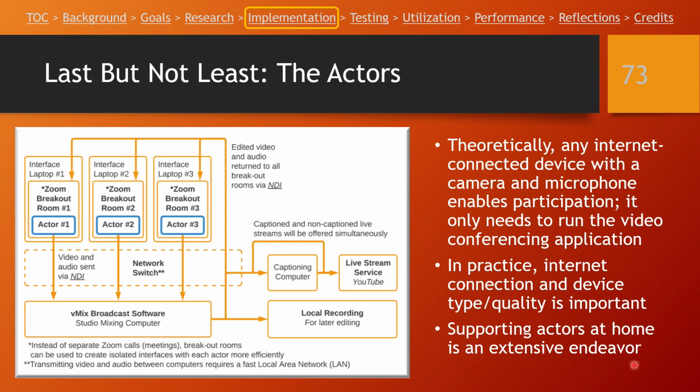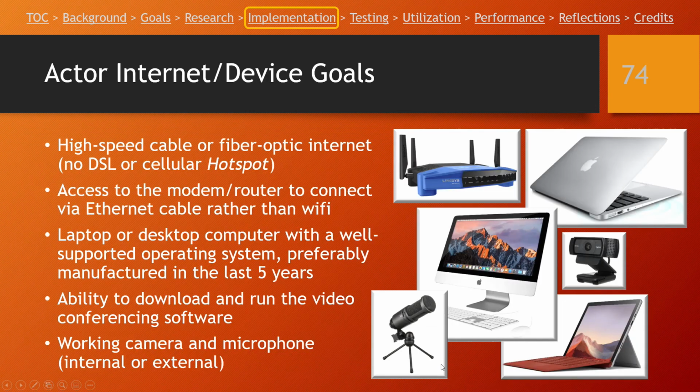Supporting actors at home is an extensive endeavor, and we're going to get into it a little more later on in part 3, where we talk about using the remote performance system. But for now, we're going to mostly just focus on what our goals are for an actor's internet and device at home in order to interact with this system. So this is the list that I came up with in terms of what to prioritize or what our goals should be. And the first one is high-speed cable or fiber optic internet.